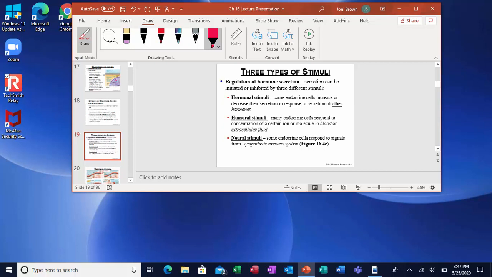Humoral secretion or humoral stimuli, that's going to have to do with fluids in the body. A concentration of an ion or a molecule that's in the blood or the extracellular fluid. We make insulin, our pancreas does, because there isn't enough glucose in our blood. That's an example of humoral stimuli. Neural stimuli is when the endocrine cells respond to signals from the sympathetic nervous system.